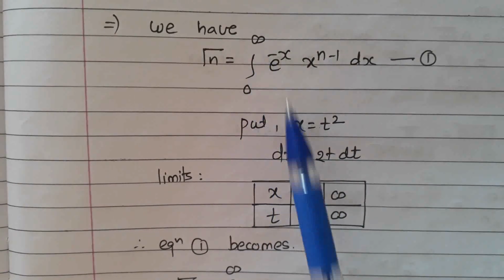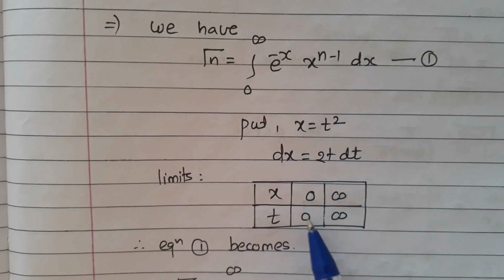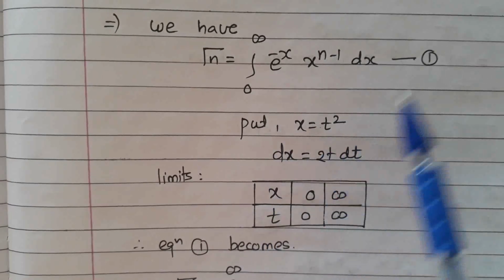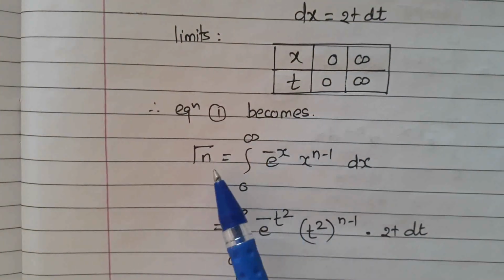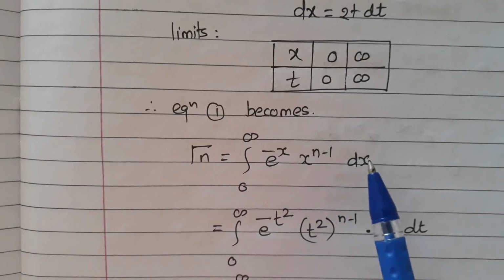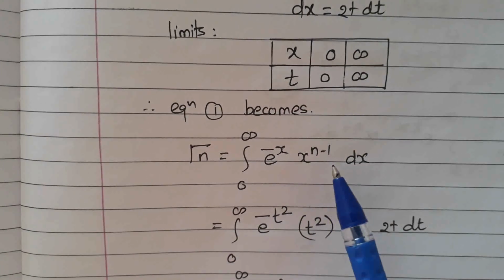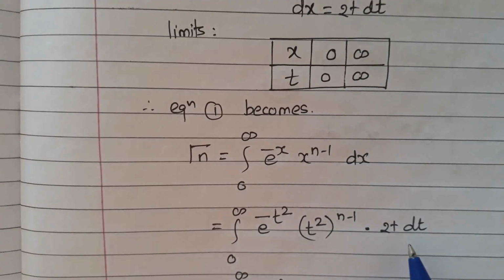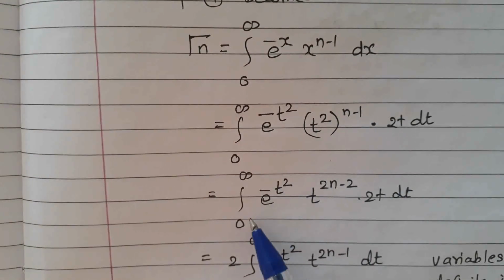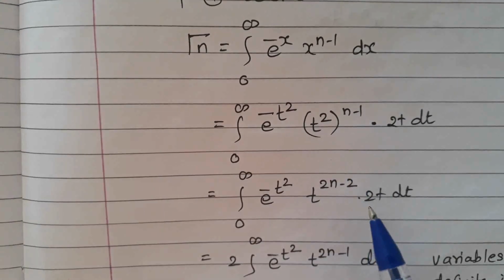Use this substitution to change the limits. Limits for x are 0 to infinity. We have to find the new limits. So when you place x is equal to 0, you will get t equal to 0. When x is equal to infinity, t becomes infinity. Now use all this substitution in equation number 1. So equation 1 becomes gamma n is equal to the integral 0 to infinity e raised to minus x, x raised to n minus 1 dx. So x is equal to t square, raised to n minus 1, and dx is equal to twice t dt. Now multiply by this 2 to this n minus 1. So this is the integral 0 to infinity e raised to minus t square, t raised to 2n minus 2, 2t dt.